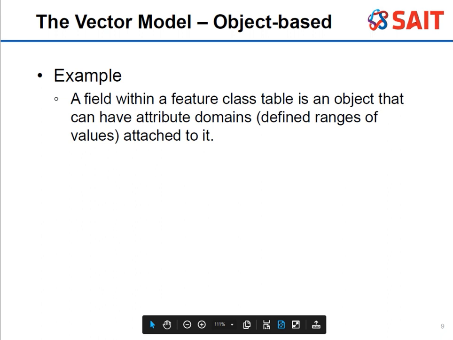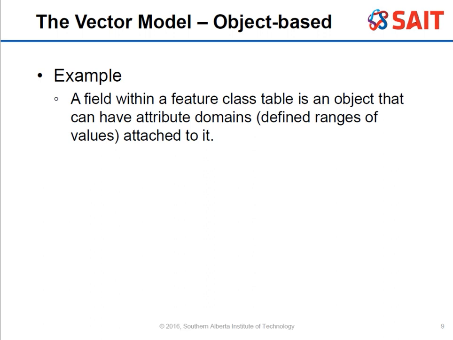So this isn't really an example, but it is a statement that it's good to know. A field within a feature class table, whether that be hair color, tree type, whatever it is, is an object that can have attribute domains attached to it. So a domain, which is specific to the vector model, is a defined range of values. Now this is really helpful. When you set up an attribute that has domains, then what that does is says, well, you can't have any other type of tree other than these trees.